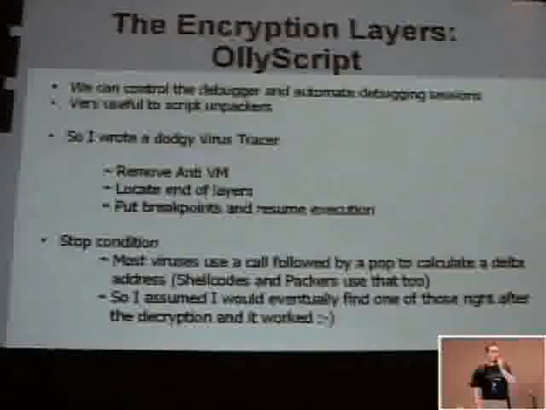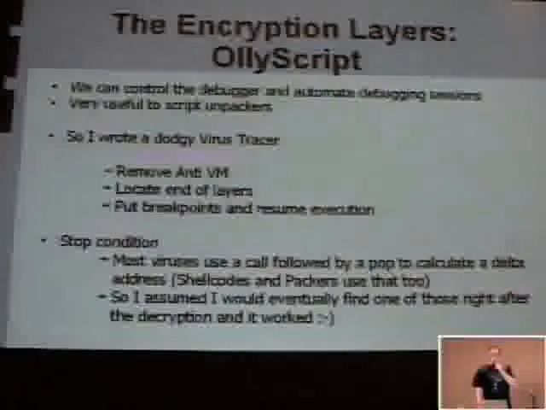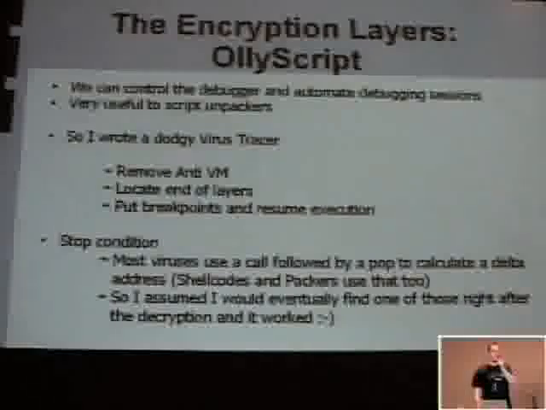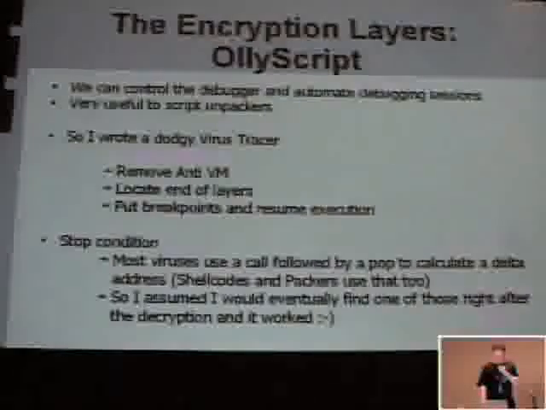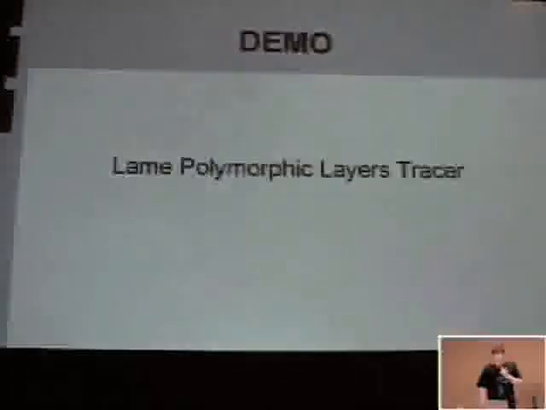And so you have to know where you are going to stop the tracing through the layers. So most viruses use a call followed by a pop to calculate a delta offset. It's used in shellcodes and packers as well, just to know where your data is, because you don't know where the virus is going to be in memory in advance. So anyway, I assume that eventually the virus is going to get a delta offset. So I did some lame pattern matching, but it worked. So I'm going to do a demonstration now.